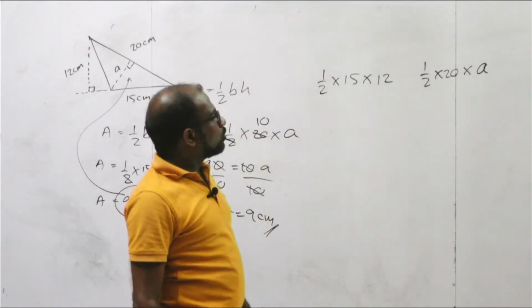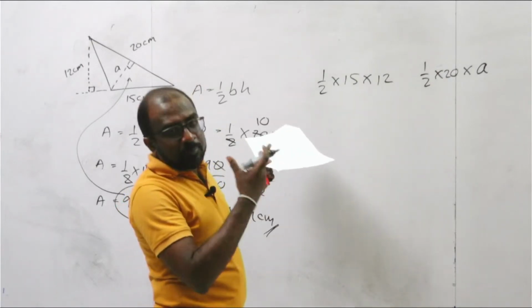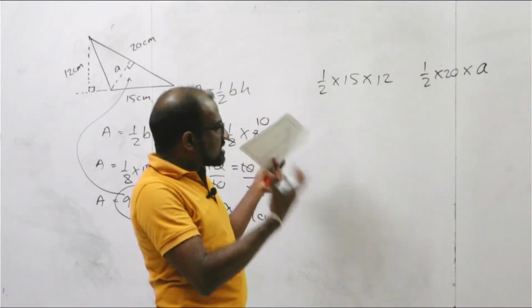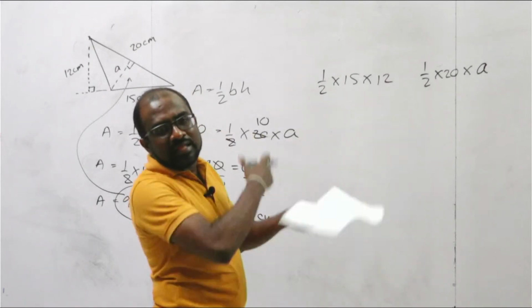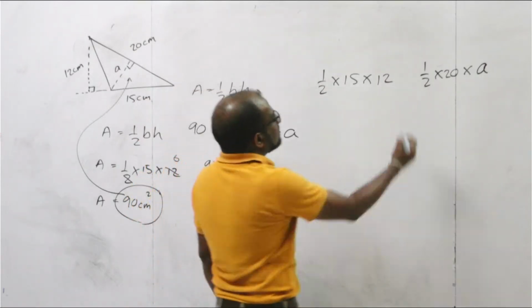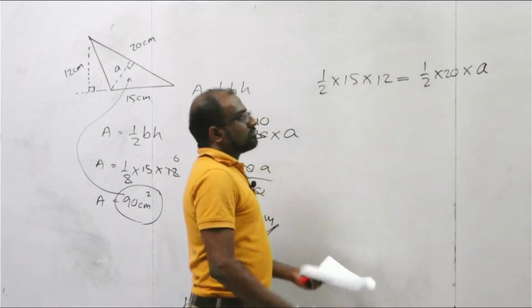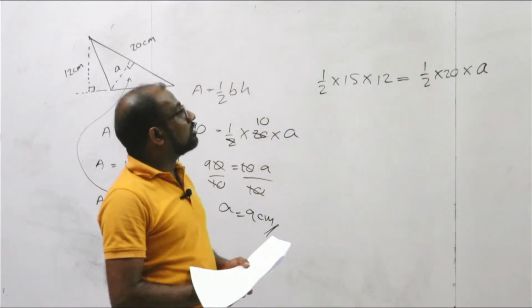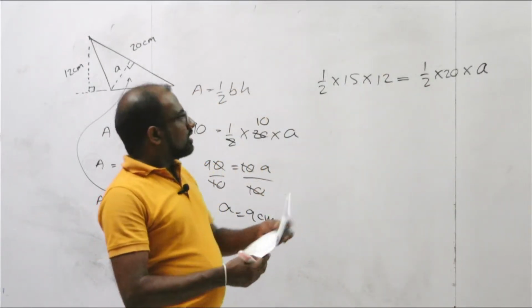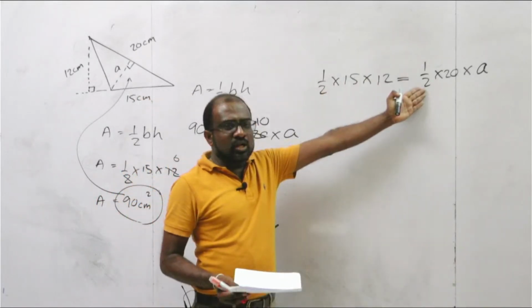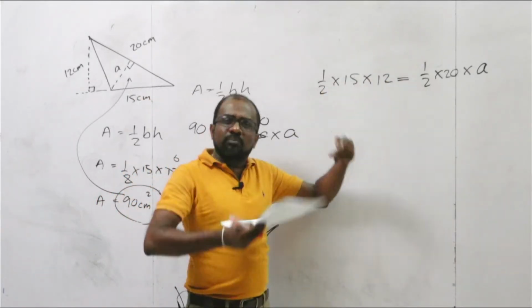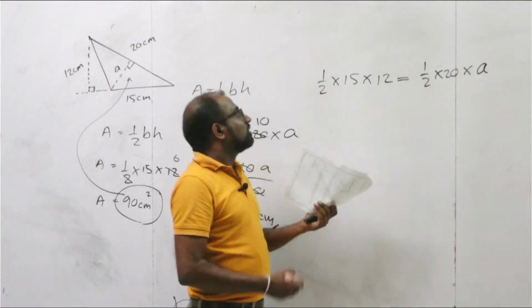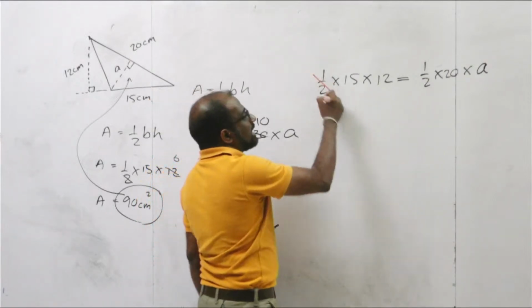Clear? Now, both these expressions stand for the area of the triangle. And these two are equal. Area of the triangle, area of the triangle. Base and height are different, but the area does not change. So they are equal. Then on both sides you have half.